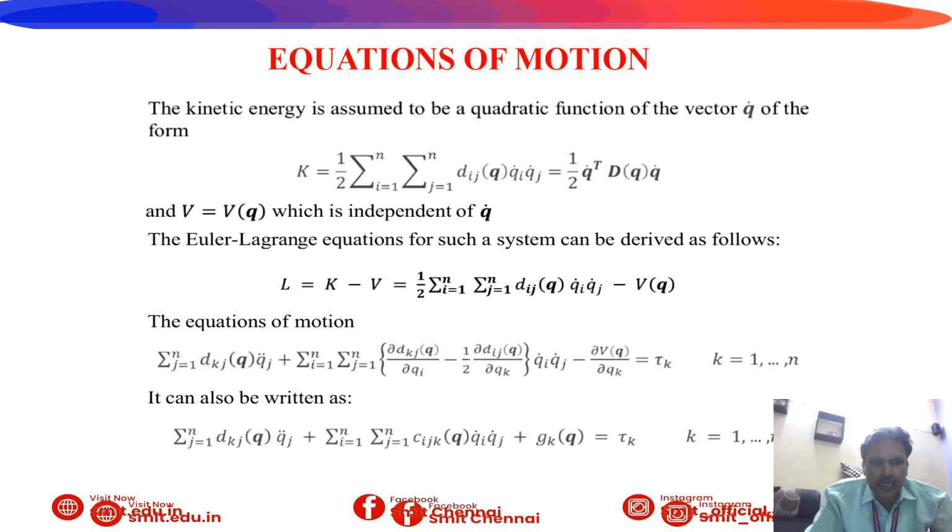It can also be written as summation of j equal to 1 to n dkj(q) qj double dot, plus summation of i equal to 1 to n, summation of j equal to 1 to n, cijk(q) qi dot qj dot, plus gk(q) equal to tau k, with k starting from 1 to n.